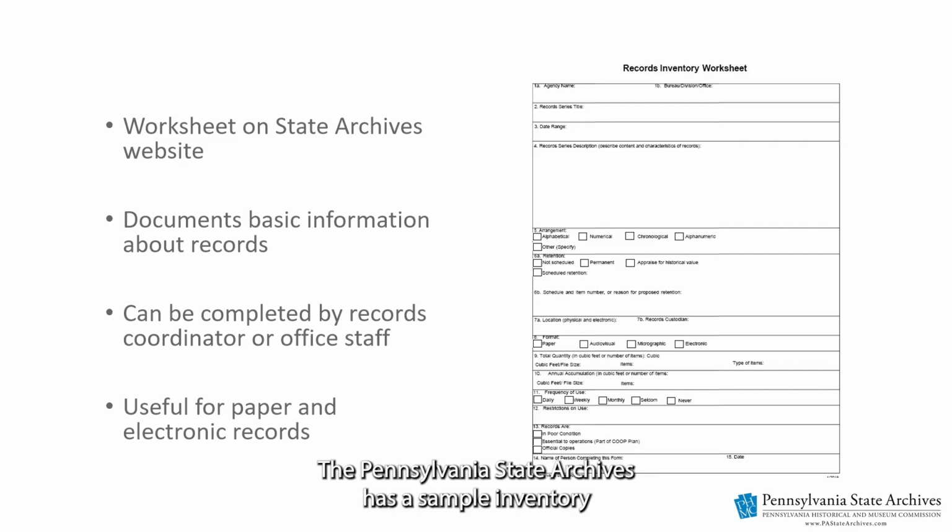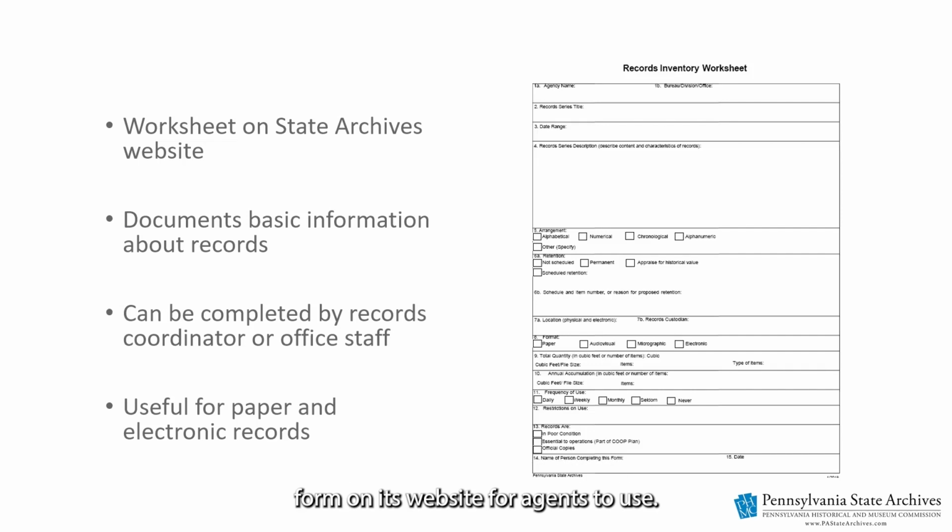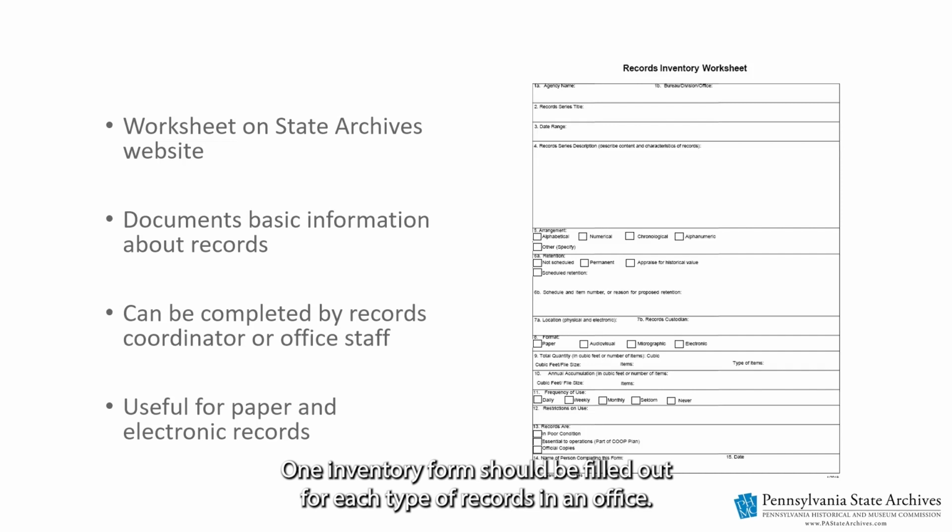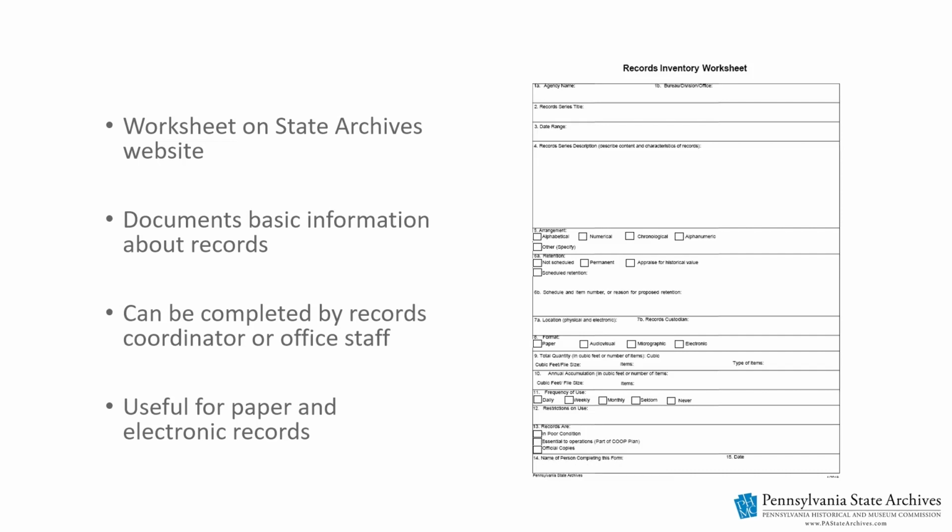The Pennsylvania State Archives has a sample inventory form on its website for agency use. Here's a blank copy of that form on the screen. One inventory form should be filled out for each type of records in an office. For example, if an office contains travel receipts, pay stubs, annual budget reports, and P-card files, 4 separate inventory forms should be filled out. Let's take a minute and go through each section on the inventory form and how to fill it out.